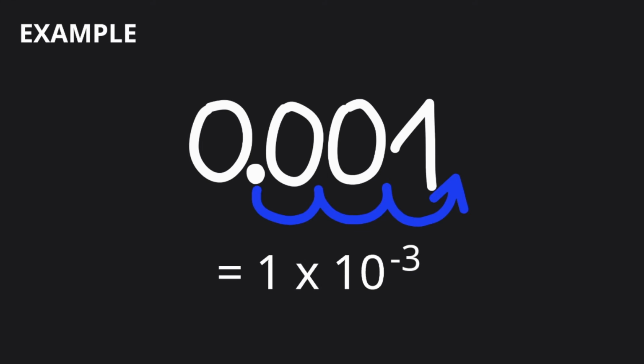0.001. We need to make this 1. Therefore, we'll move the decimal point 3 places to the right. Our result is 1 times 10 to the power of minus 3.